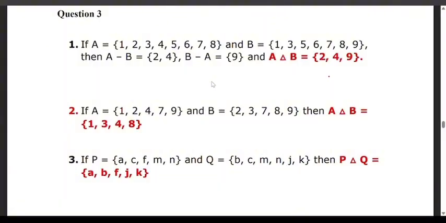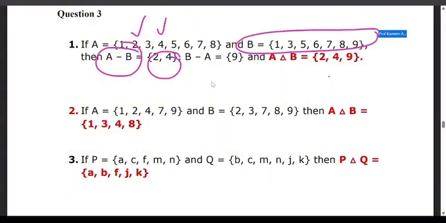A minus B is what we call A relative B, which means you want to figure out the elements that are in A that are not in B. Take a look at these: 2 and 4. The 2 and 4 are in A, but they are not in B. That is why we said it's going to be 2, comma, 4. So A minus B means elements in A but not in B.